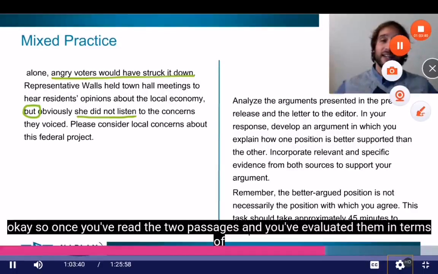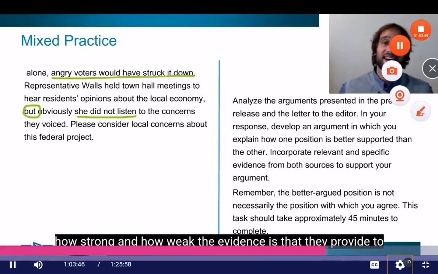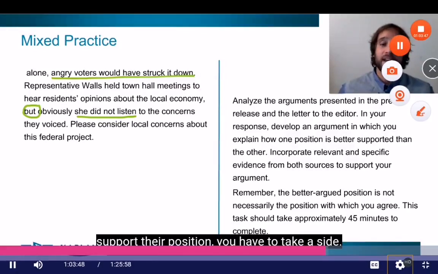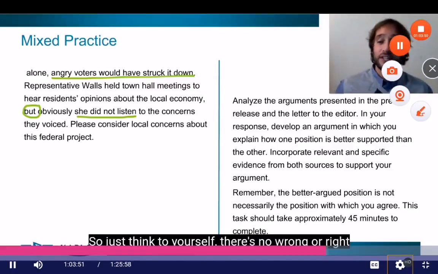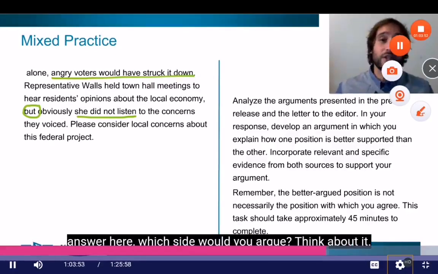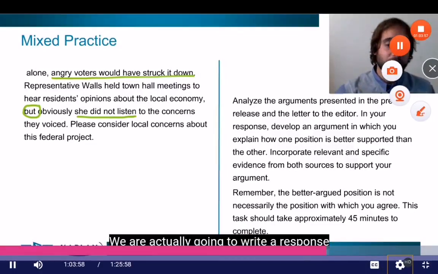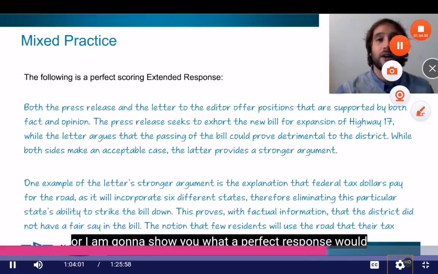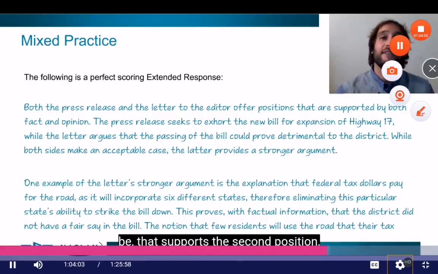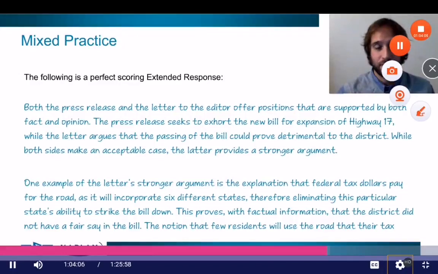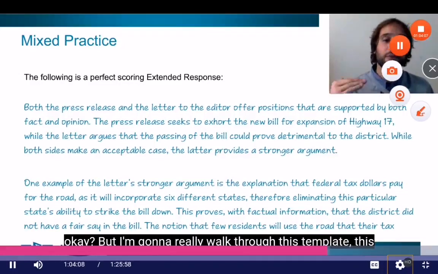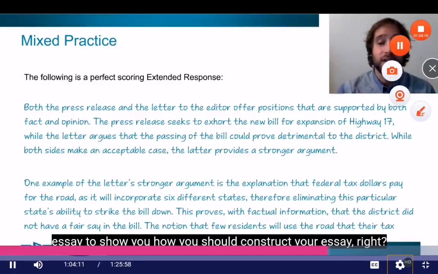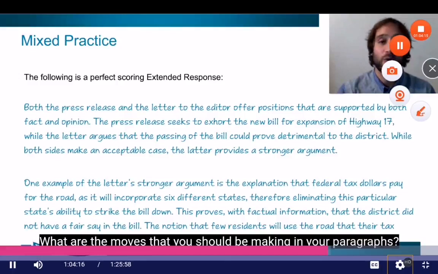Okay, so once you've read the 2 passages and you've evaluated them in terms of how strong and how weak the evidence is that they provide to support their position, you have to take a side. So just think to yourself, there's no wrong or right answer here. Which side would you argue? Think about it. We are actually going to write a response, or I'm going to show you what a perfect response would be that supports the second position. Okay? But I'm going to really walk through this template, this essay, to show you how you should construct your essay. Right? What are the moves that you should be making in your paragraphs?